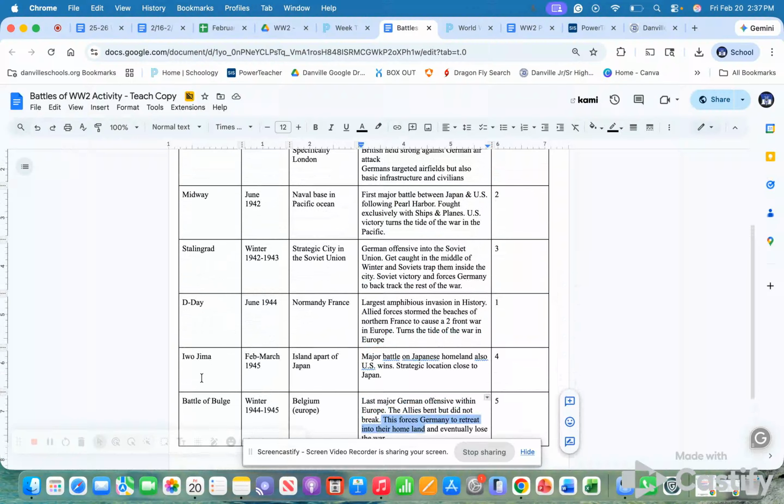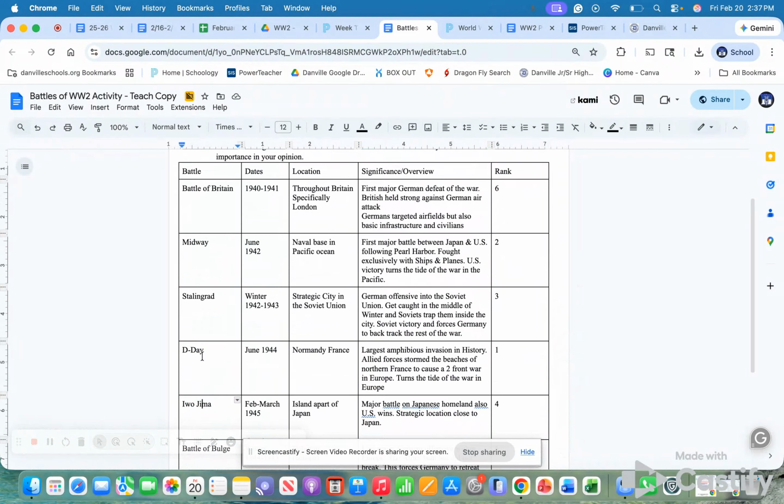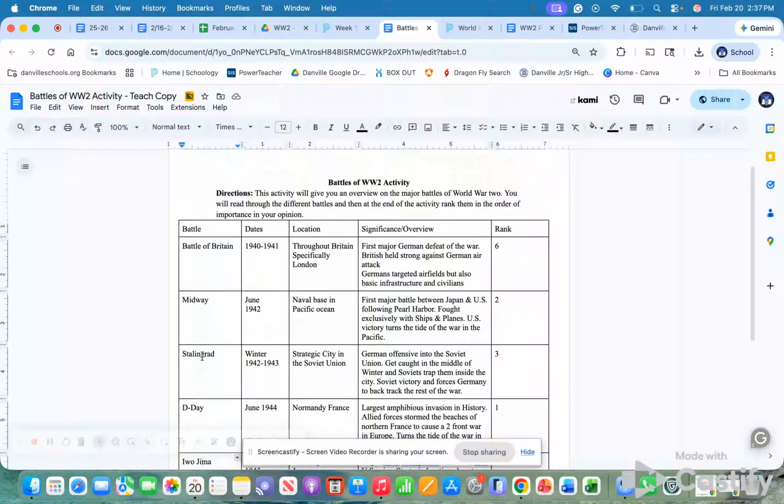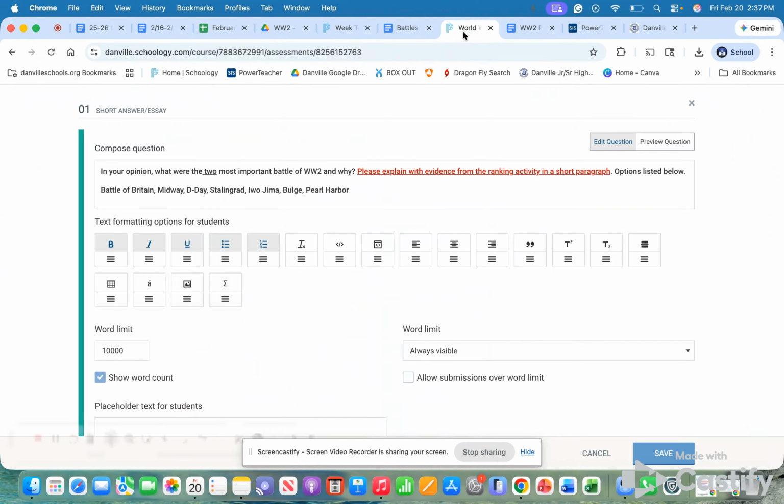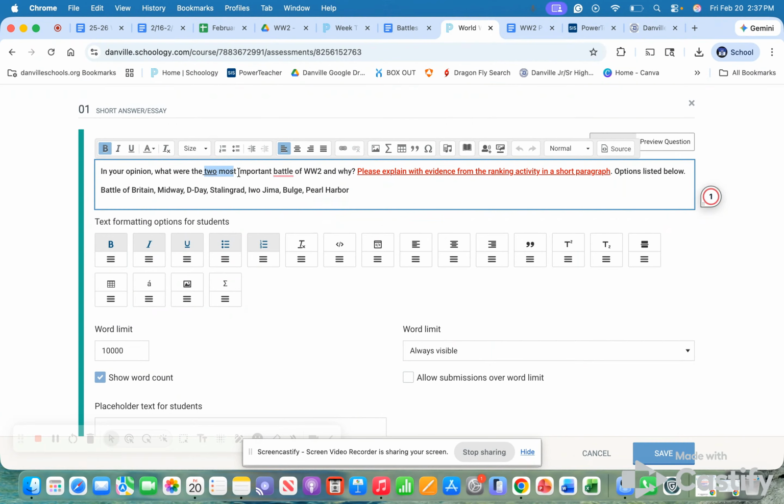Okay, so these are the 6 major battles of World War II. There are hundreds of battles. I can't spend all of that time on it, but those are by far the most important. So on your summative, this is in the Thursday folder of last week. All right. In your opinion, what were the 2 most important battles of World War II and why?